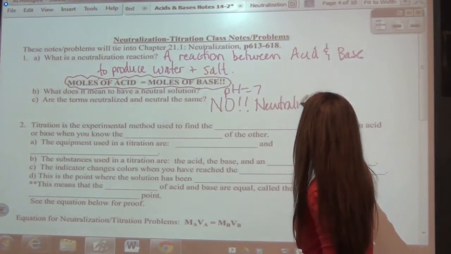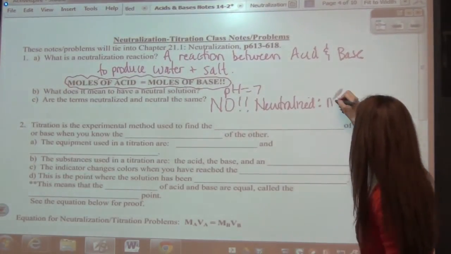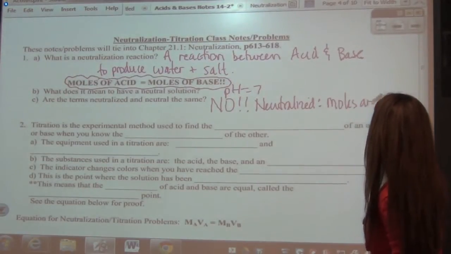Neutralized means that your moles are equal.